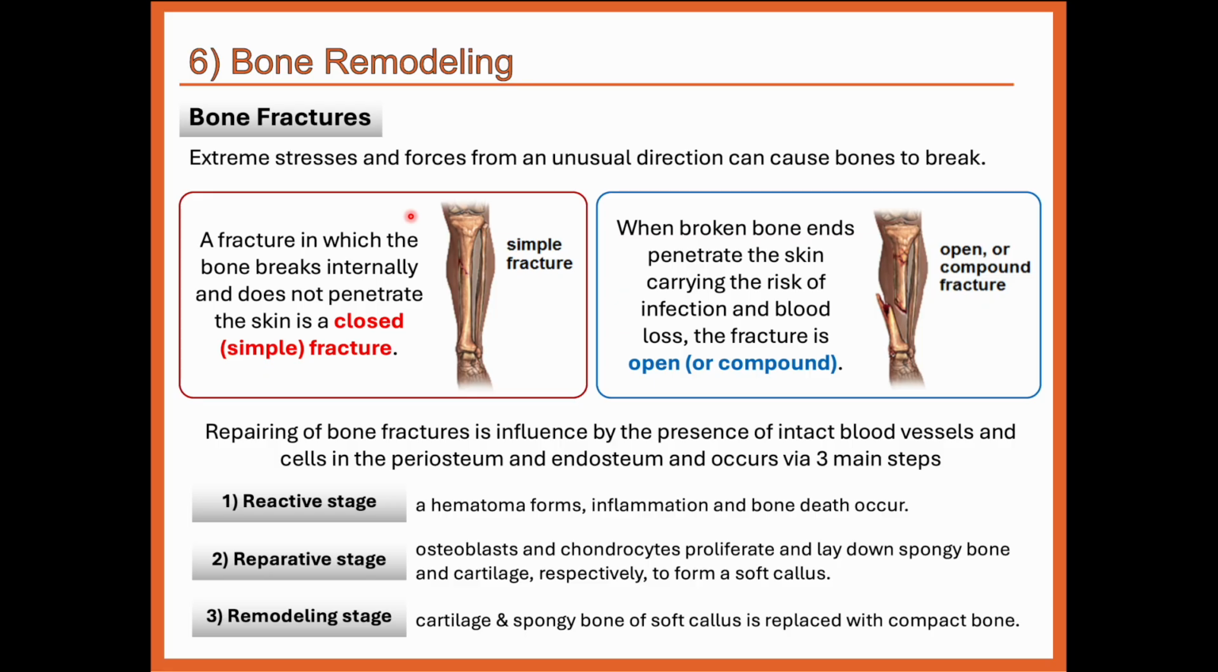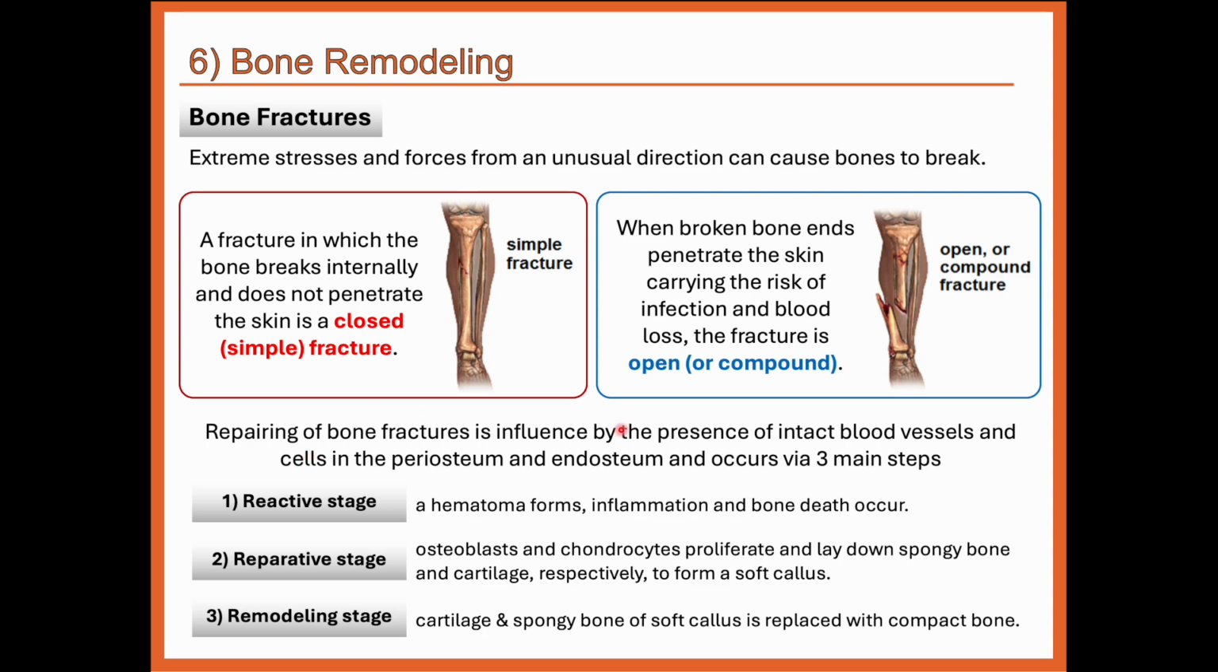So, bone fractures, right? Extreme stresses and forces from an unusual direction can cause bones to break. So you could have these simple fractures in the bone. They're also called closed. It means that this happened within the bone and there's no skin involvement. The bone didn't penetrate the skin. When the bone breaks and penetrates into the skin, this carries the risk of infection. It carries the risk of blood loss. And so this is called an open fracture or a compound fracture.